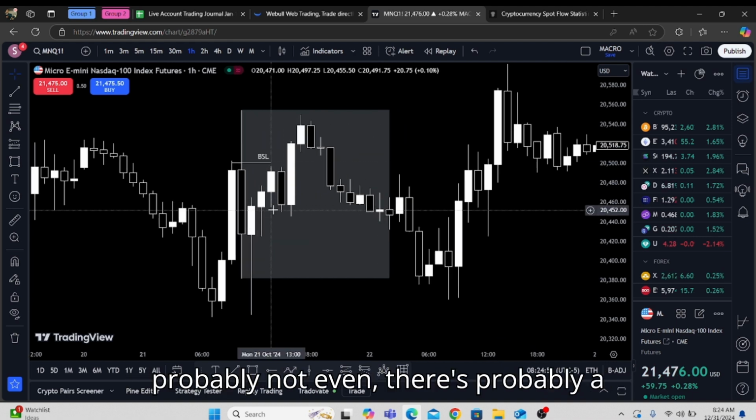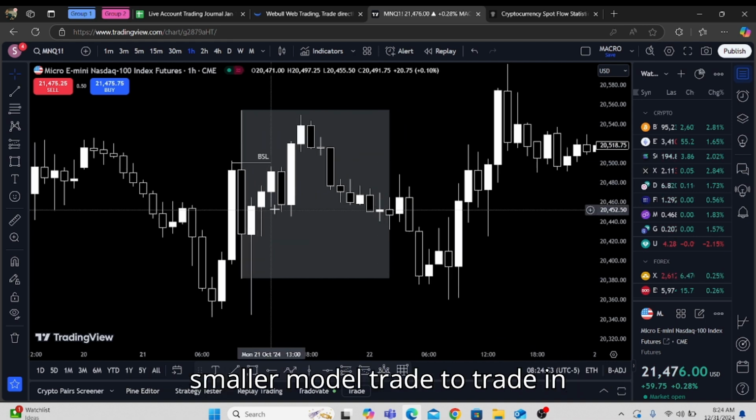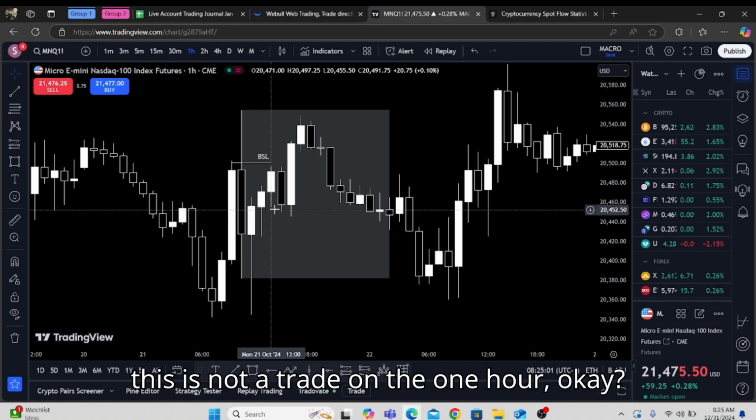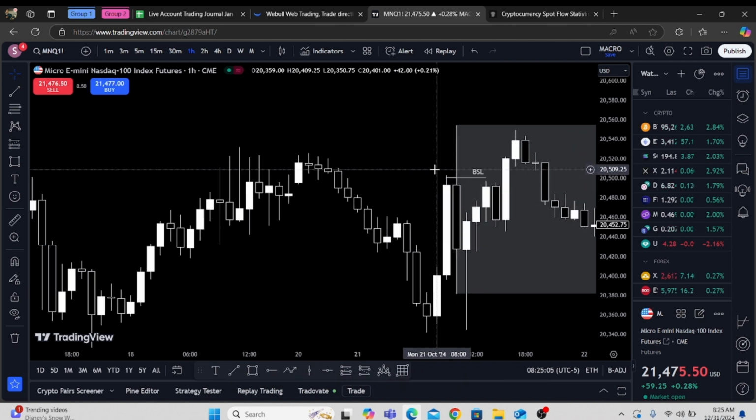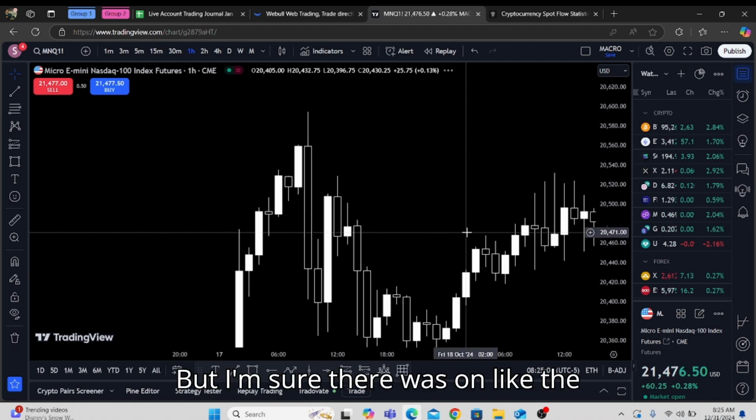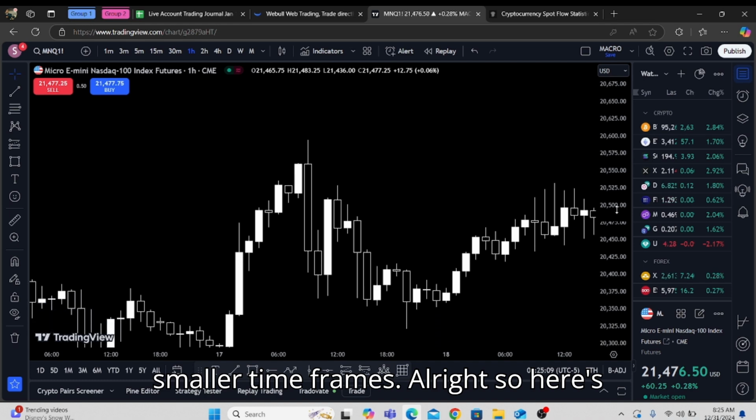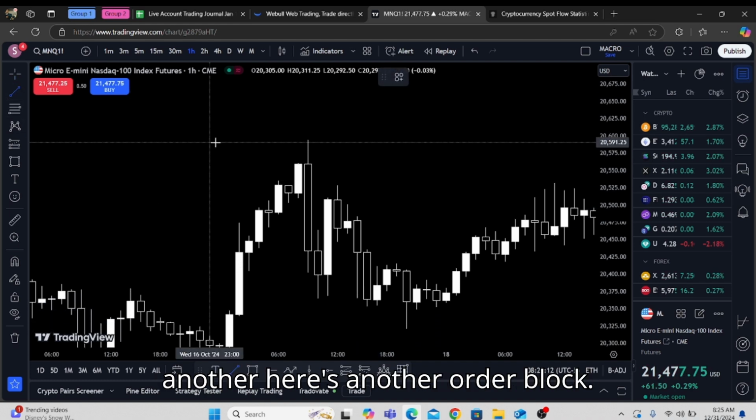Now listen, there's probably a smaller model trade to take in this huge 1 hour chart model, but right here, this is not a trade on the 1 hour, okay? Let me just make that clear. But I'm sure there was one on the smaller time frames. All right, so here's another order block.